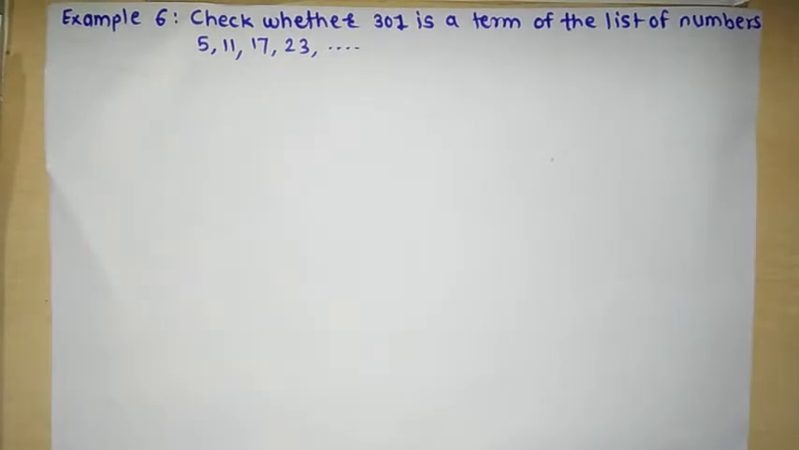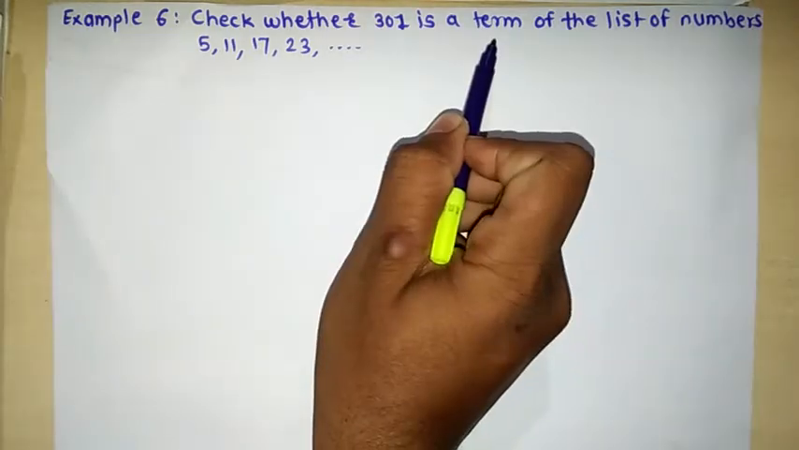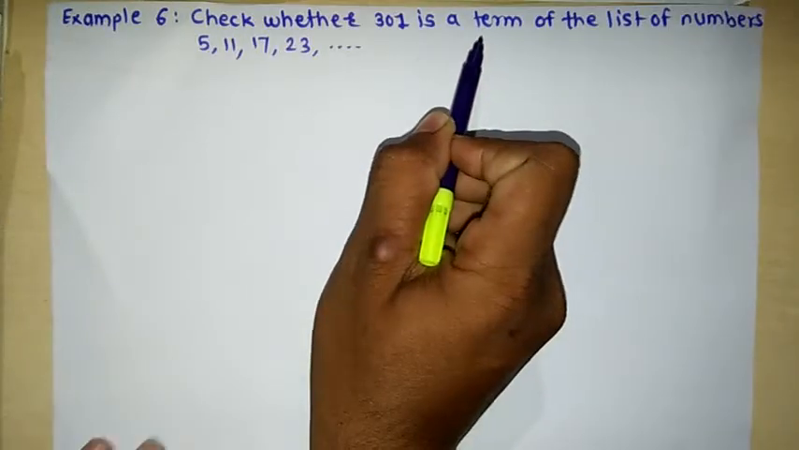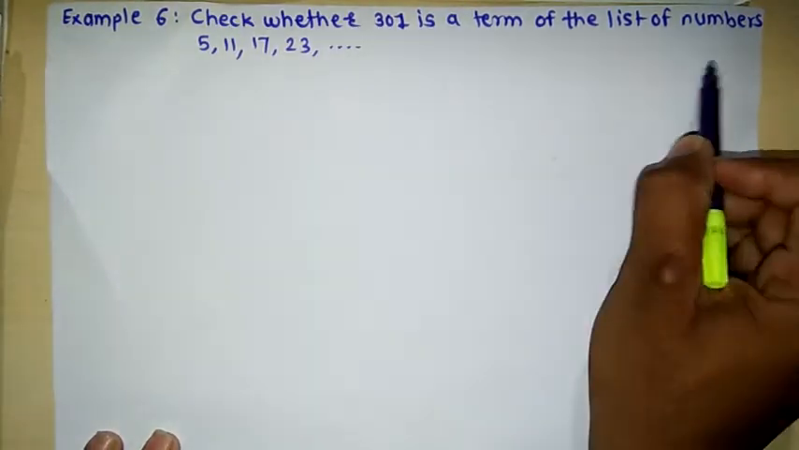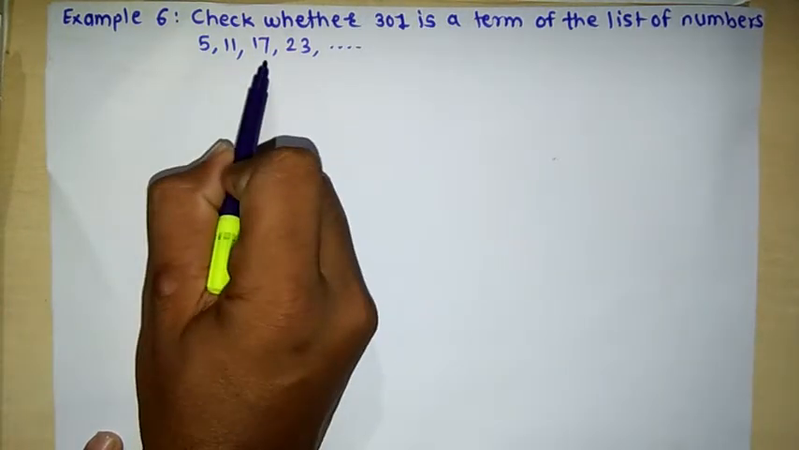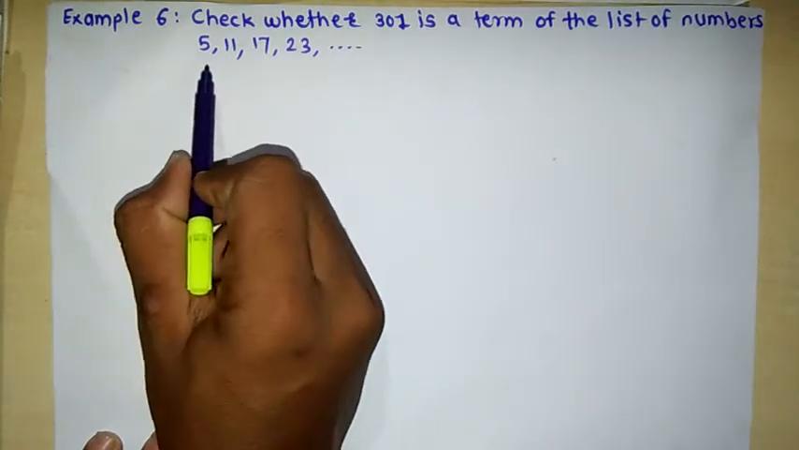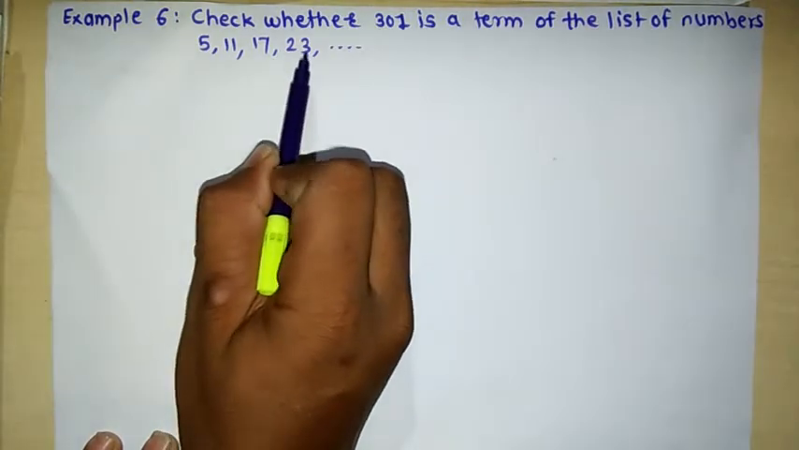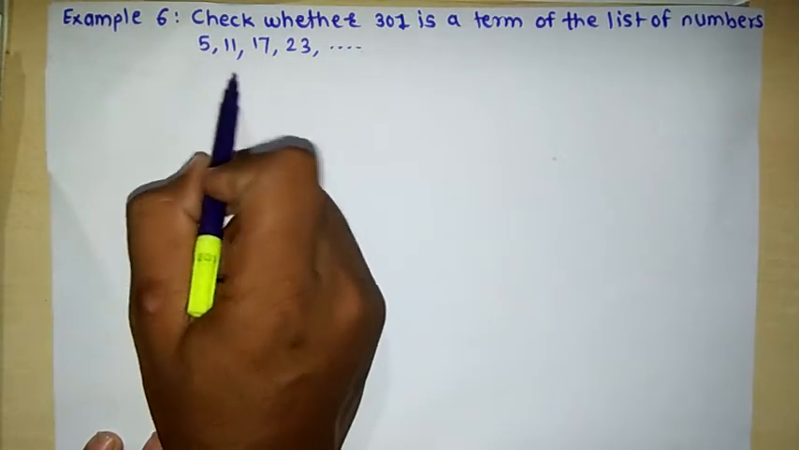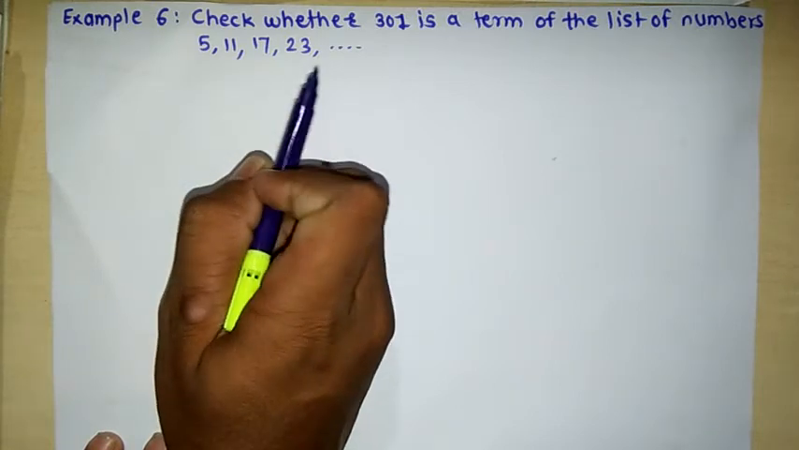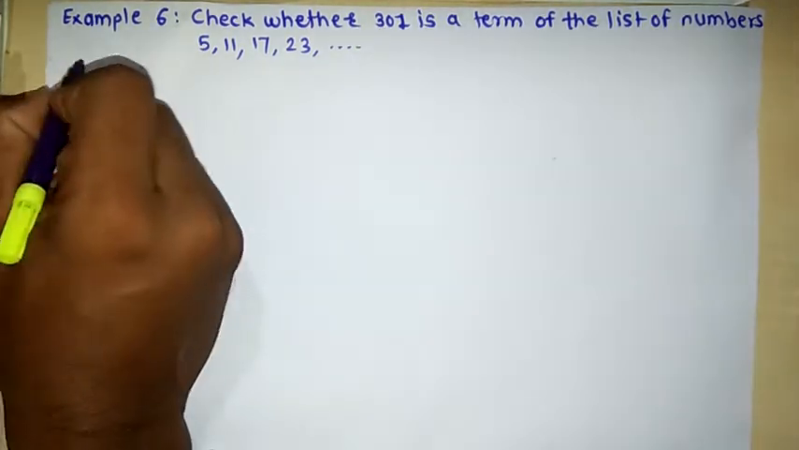Dear all students, now we will see example number 6. In example number 6, what is given? Check whether 301 is a term of the list of numbers 5, 11, 17, 23. Here the list of numbers are given as 5, 11, 17 and 23. Here first we have to check whether the given list of numbers follows an arithmetic progression or not.